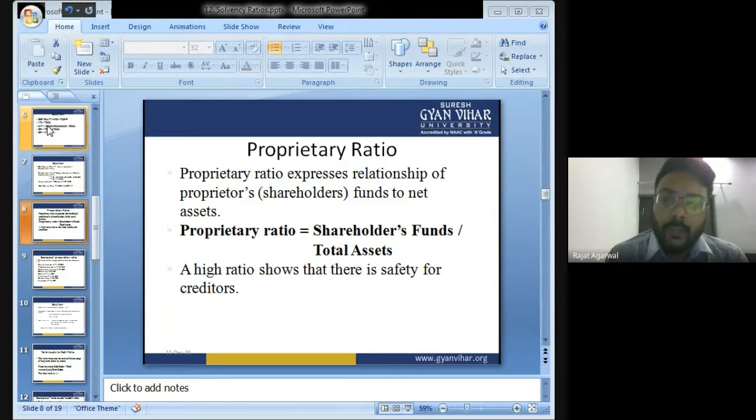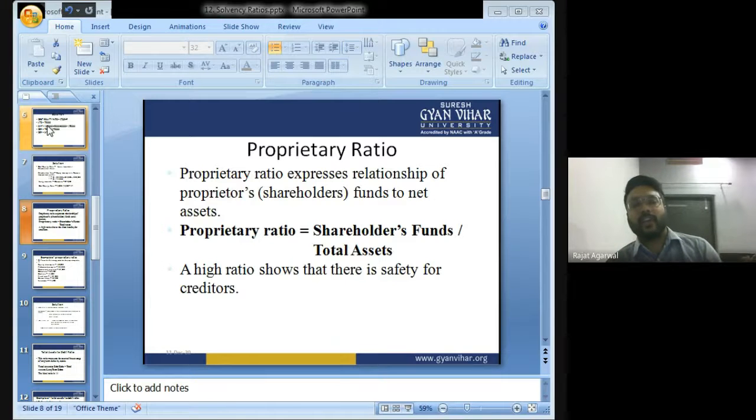Proprietary ratio. Proprietary ratio expresses the relationship of proprietor. Who is a proprietor? Shareholder. So proprietary ratio expresses the relationship of proprietor's fund, that is shareholder's fund, to net asset. Proprietary ratio equals shareholder fund divided by total asset.